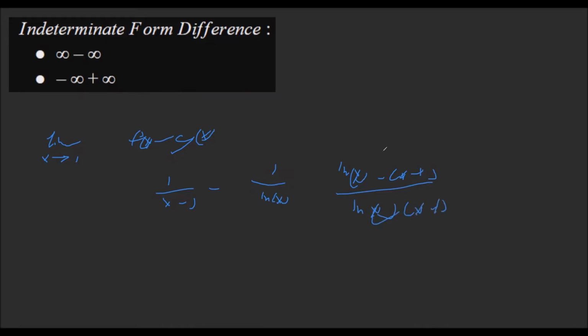And if you were to do this, then you can, of course, just find the derivative of the numerator, the derivative of the denominator, state that it's indeterminate, and then find the true value of this function. So that's how you deal with difference indeterminate forms.